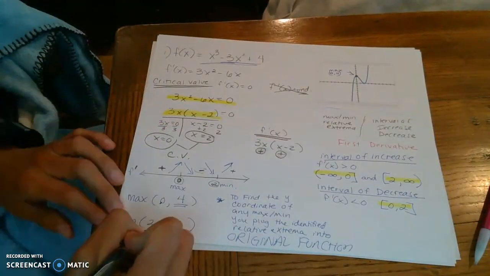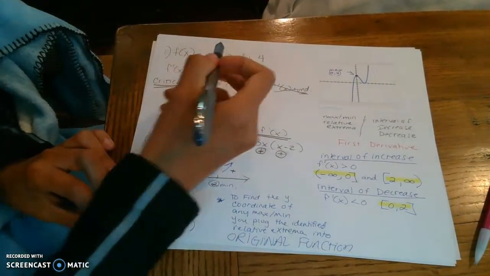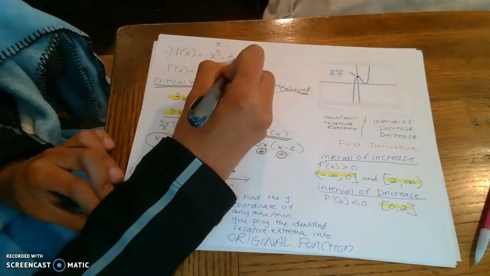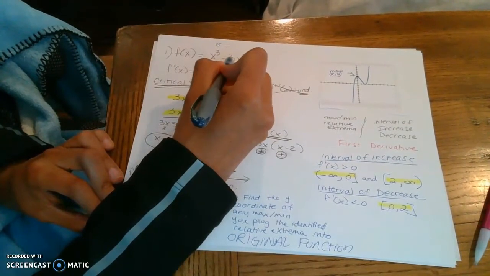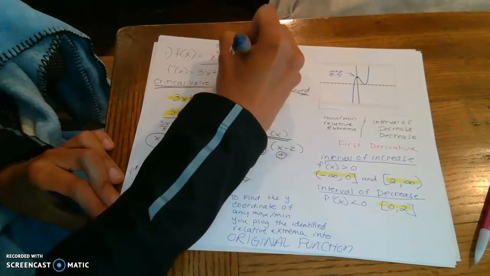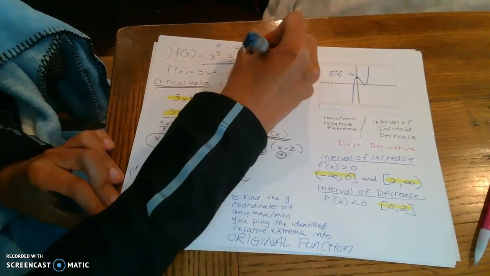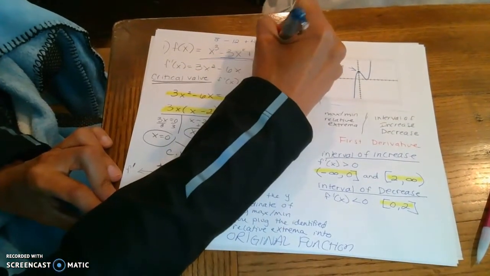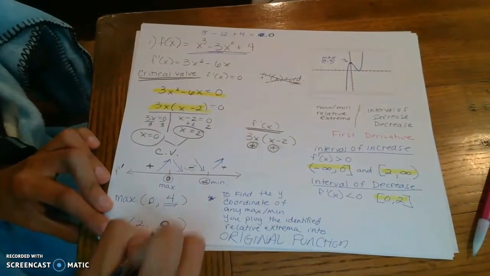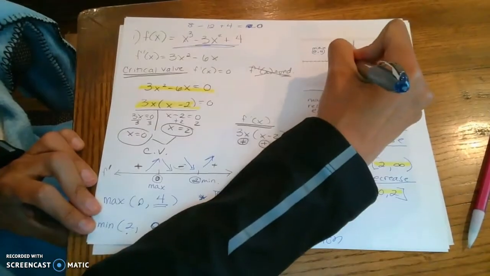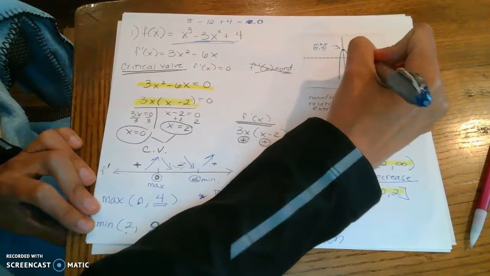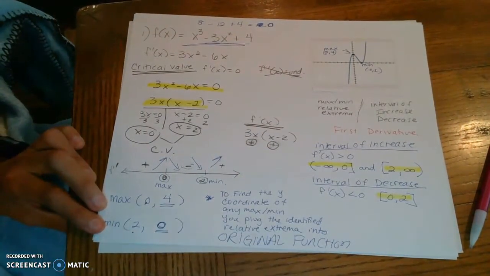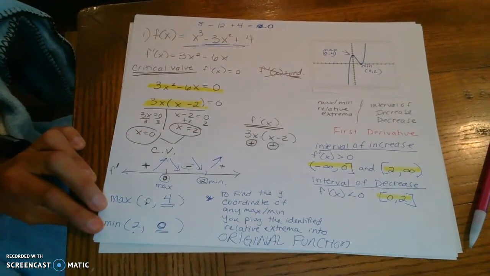And then here, when I plug in 2 into this, 2 cubed is 8 minus 2 squared is 4 times 3 is 12 plus 4. Well, that just gives me 0. So that point here, there's my minimum, and yes, there's my minimum, okay? So it's at 2, 0. And that is what you are going to be responsible for, all right?